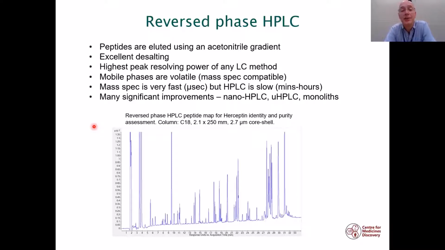However, over the last 10 or 20 years, there have been enormous improvements in HPLC. There's been the development of nano HPLC, of ultra high pressure liquid chromatography, special monolith columns, and particularly UHPLC and monoliths have enabled the HPLC to be done much faster. And this is just an example of an HPLC separation for peptides from the Herceptin antibody, and just to give you some idea of how good that separation is.